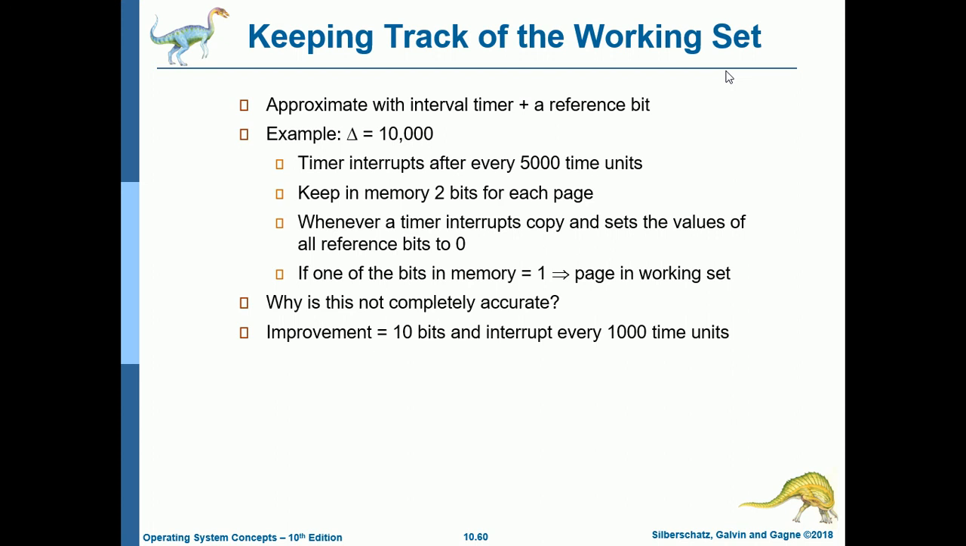So why is this not completely accurate? Because we need to have an improvement. For it to be accurate, we have 10 bits and interrupt every 1,000 time units. As to why it's not completely accurate, it's because with this arrangement we cannot tell where within an interval of 5,000 a reference occurred.